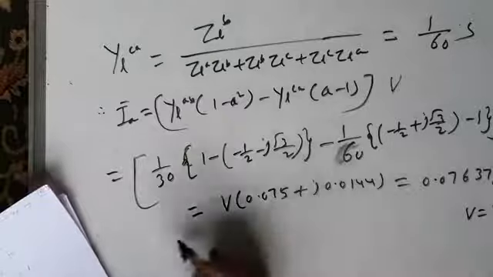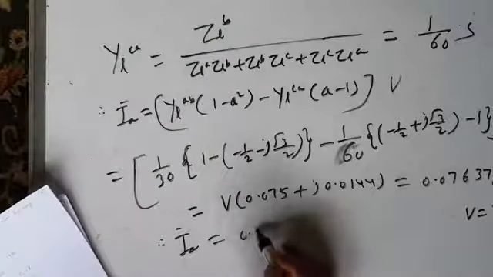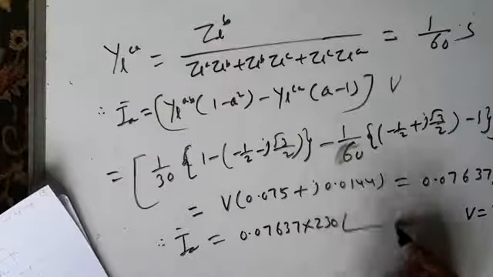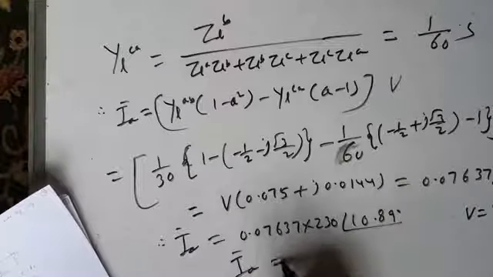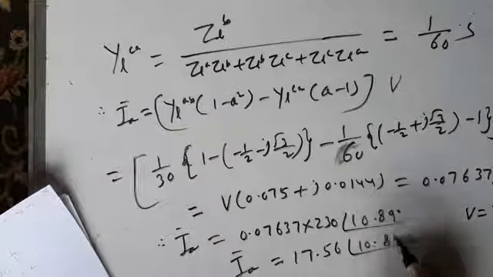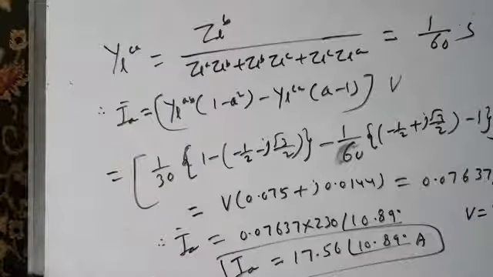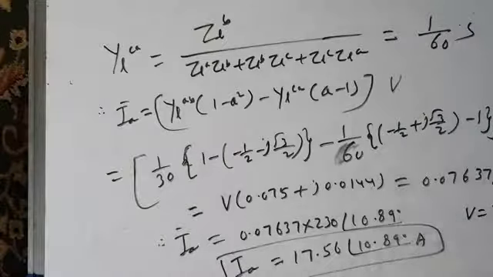Multiply by V. V is 230 volts, given in the problem. Therefore IA will be equal to 0.07637 into 230 at an angle of 10.89 degrees. So that will give you IA, and IA comes out to be 17.56 at an angle of 10.89 degree amps. This is the same as what we found a little while ago by the other method. Just check it. There also IA was coming out to be 17.56 at an angle of 10.89 degree amperes.